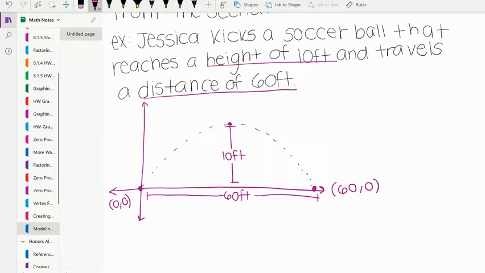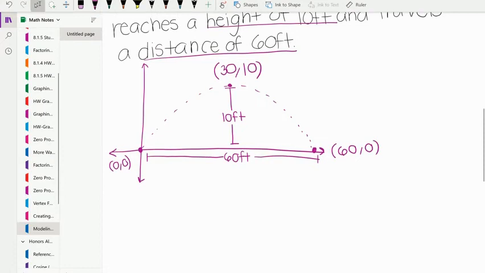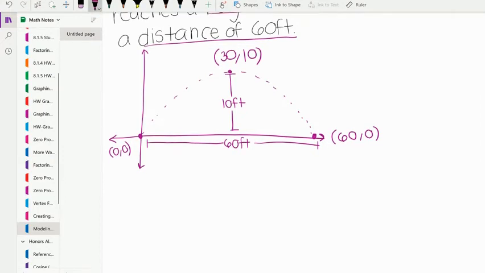Now, there's obviously some fault there, but that's what we assume when we are doing these word problems. So halfway would be 30 feet, 10. So that's how I got the distance, or the vertex. So from there, we're going to write out what we have. So we have y equals a, and then I have my vertex already.